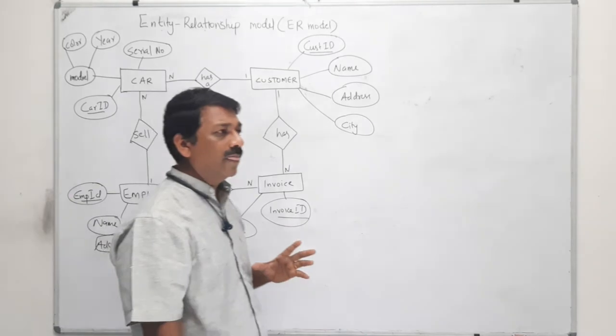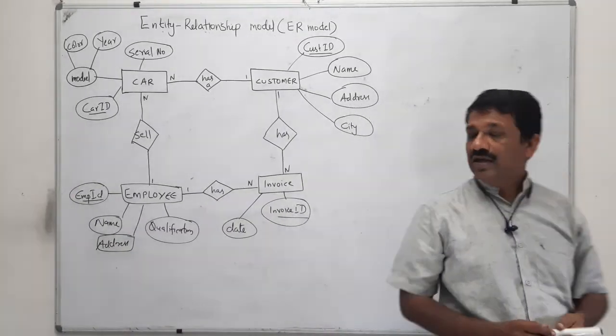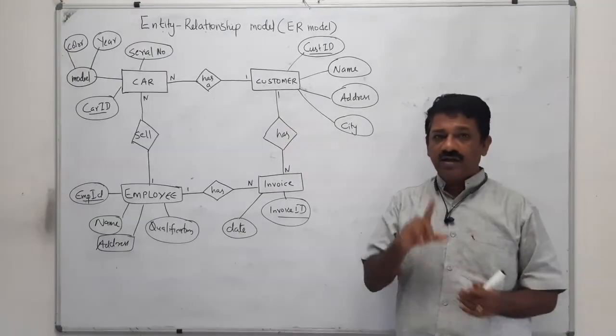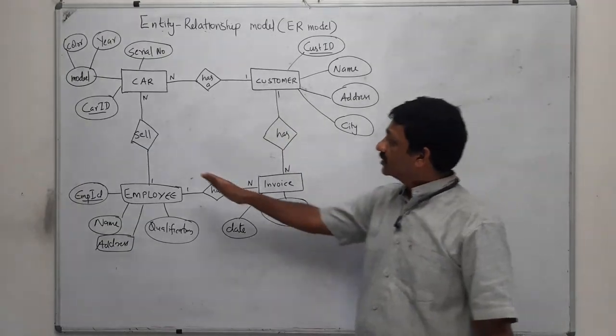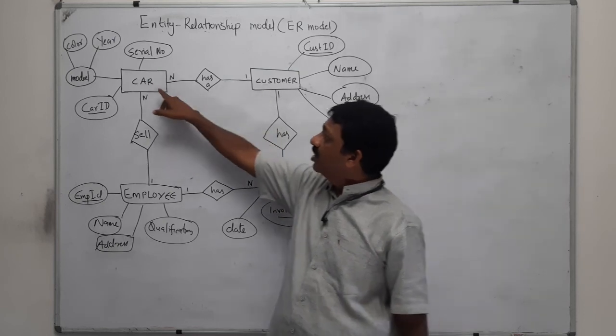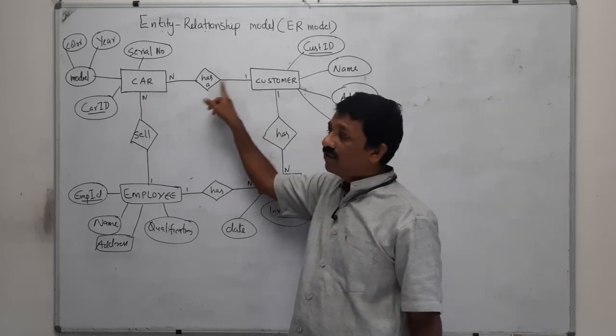our assumption is that he is selling that car to a single owner. That means the customer is a single person. So he is selling that, so this car is owned by a single customer.